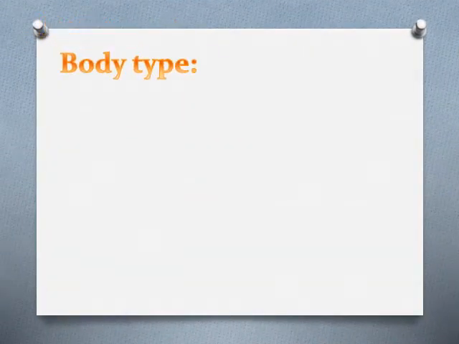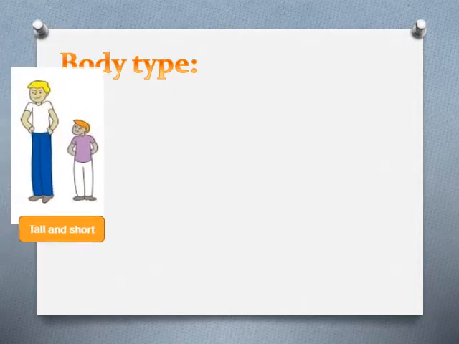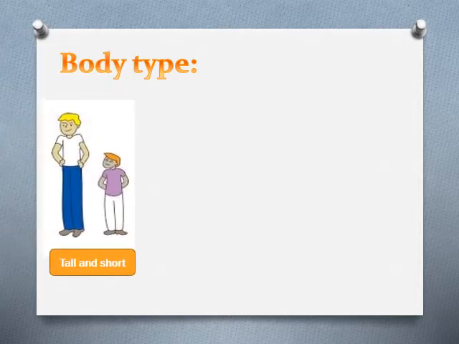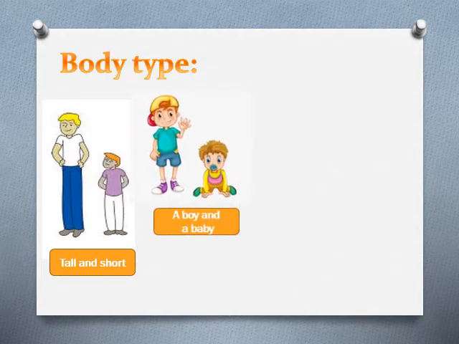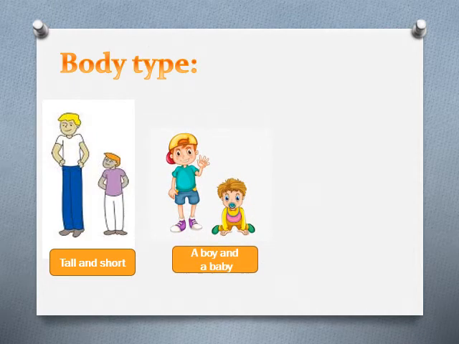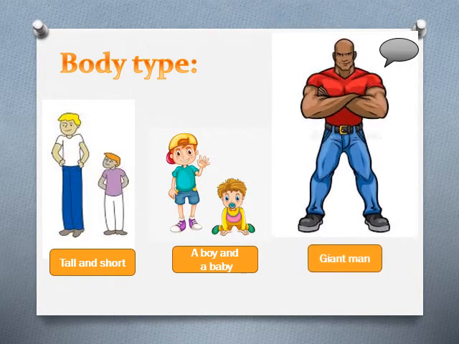And if we are talking about the body type, we can say, oh, that man is tall and his friend is short. Or you can say, I have a very good boy and a baby girl. Or we can say, oh my god, look at that bodyguard. He is a giant man.